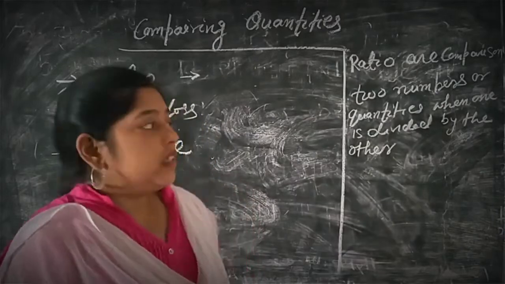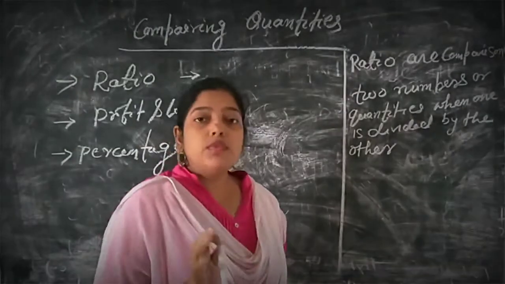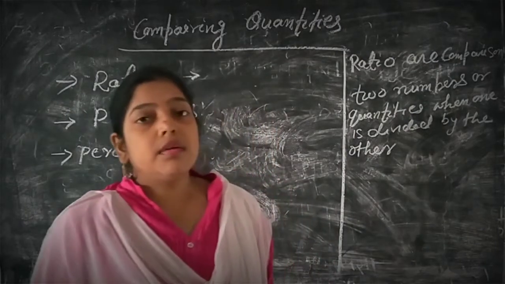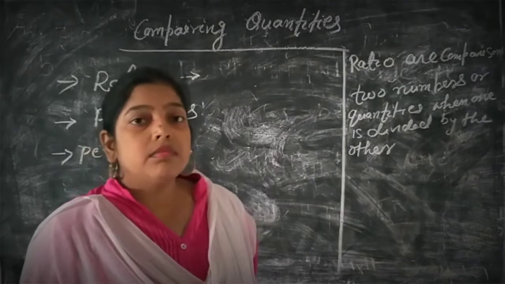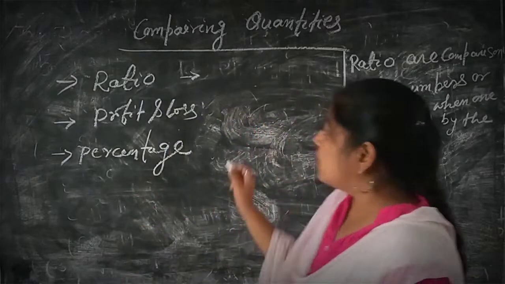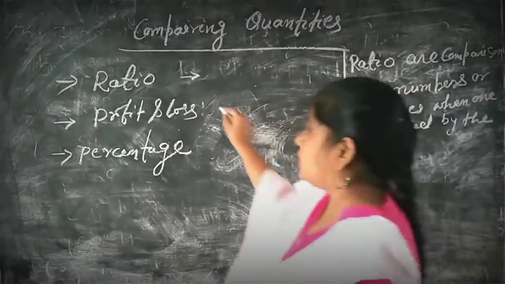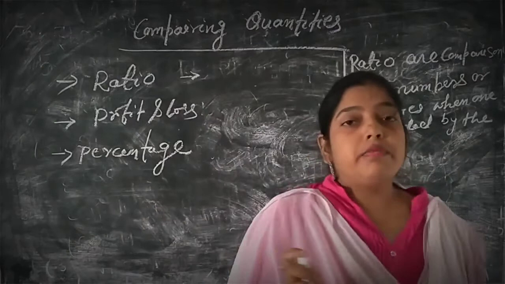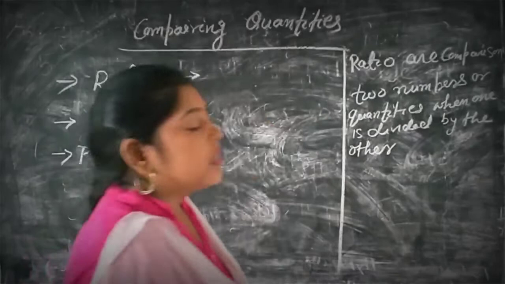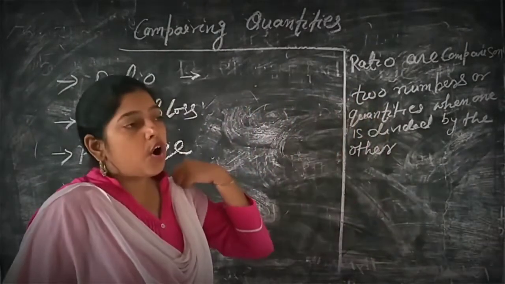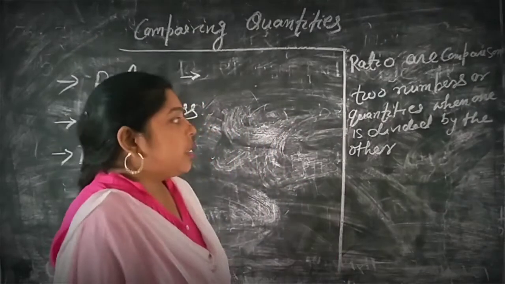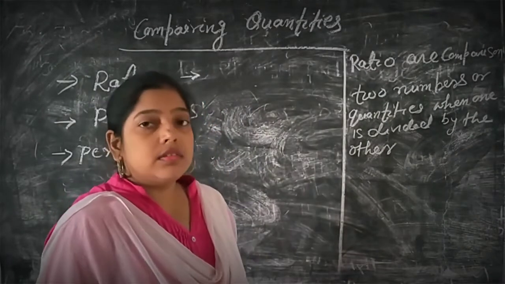In comparing quantities, it is just like a comparison of two numbers, but in this topic there are three main topics. First is ratio, the second is profit and loss, and the third is percentage. First I will tell you about ratio. So what is a ratio? Ratio is the comparison of two numbers or quantities when one is divided by the other.